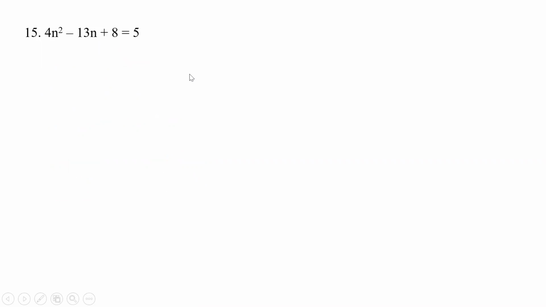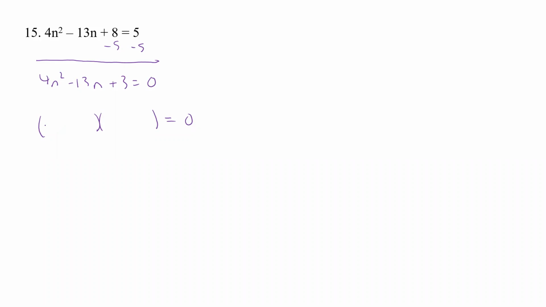All right, so this is similar to the last one. We have to get rid of that 5 to get a 0 here, so we're going to subtract 5 from both sides. That gives us 4n squared minus 13n, 8 minus 5 is plus 3, equals 0. All right, so now what we need to do is find factors of 4 and 3.